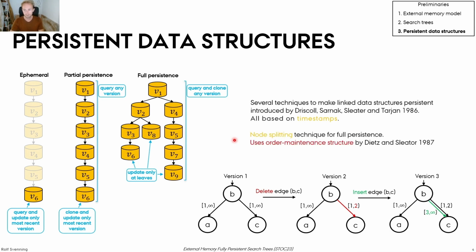But nevertheless, also in this paper they introduce a so-called node splitting technique for full persistence. And in fact, you can still use timestamps to get full persistence. You just need to be a little bit more clever about it, because it's not as obvious how you should order the versions.